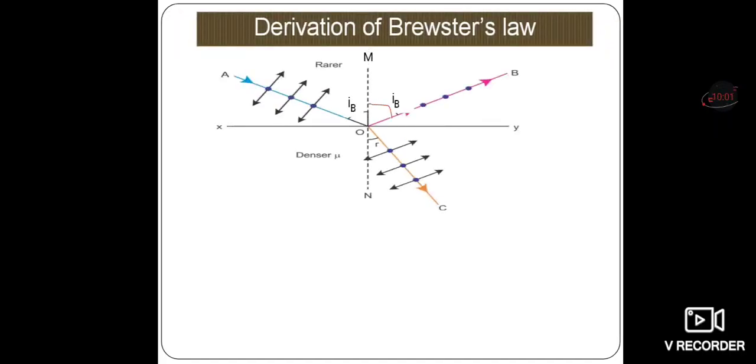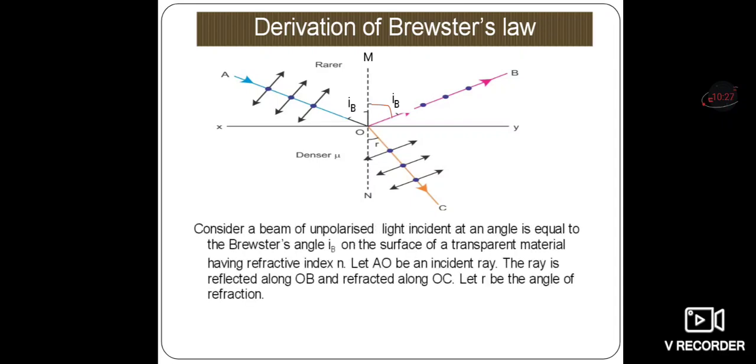For that we have considered one diagram. In the diagram you can observe that AO is unpolarized light, with both parallel and perpendicular vibrations. A certain part is reflected along OB, where only the perpendicular vibrations are there, not the parallel vibrations, and some part is refracted through OC. We have to consider a beam of unpolarized light incident at an angle equal to the Brewster's angle, iB. In some books it is given as iP, meaning polarizing angle, on the surface of the transparent material XY.